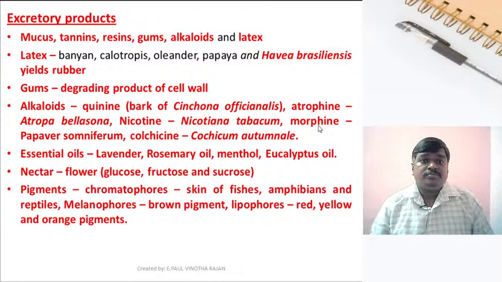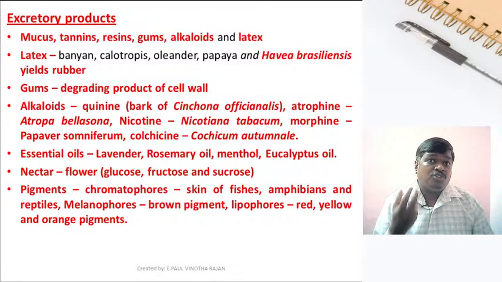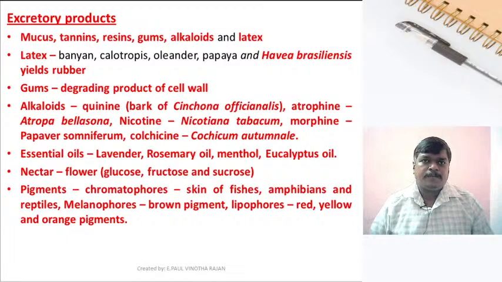Morphine, a painkiller, nicotine, atropine, quinine. These are all medicines which are used to treat various diseases. Essential oils include lavender, some aromatic compounds, rosemary oil, and menthol. Menthol is used to make a lot of medicinal products, painkillers, and eucalyptus oil.